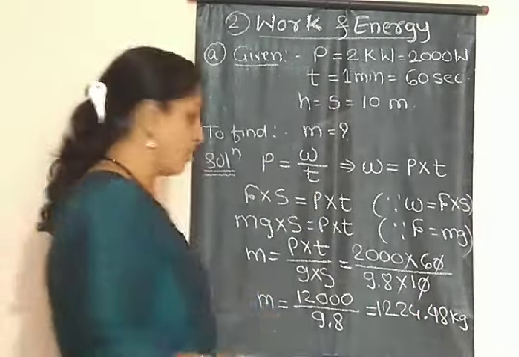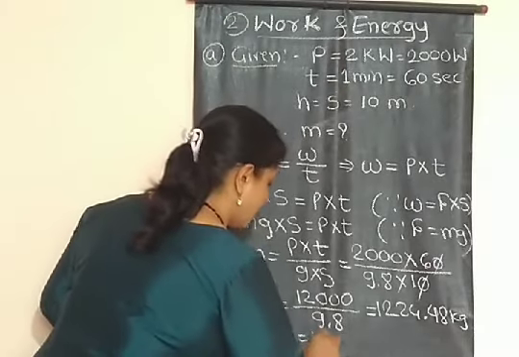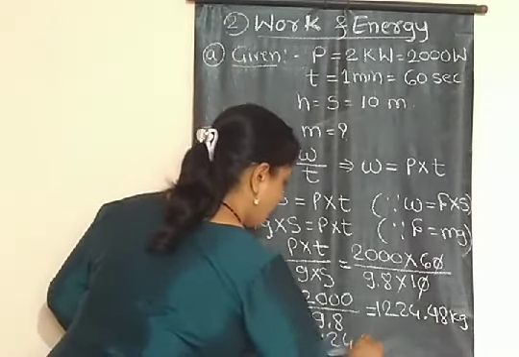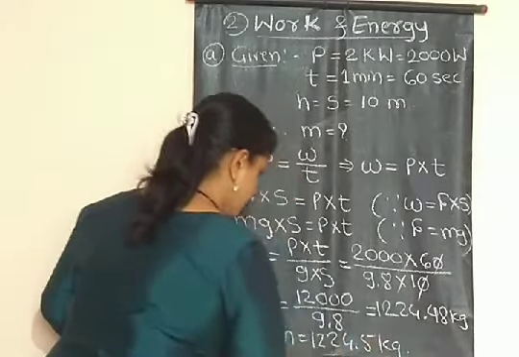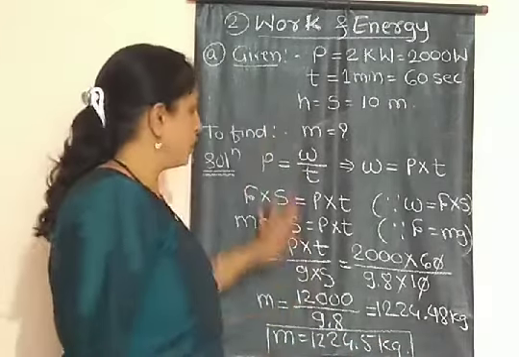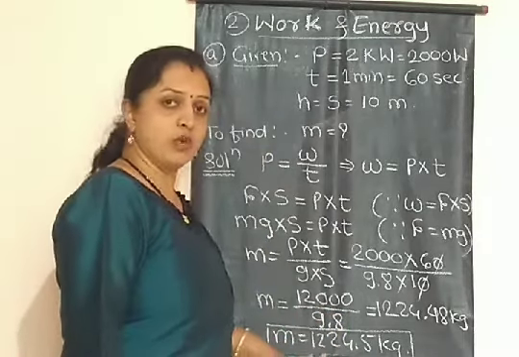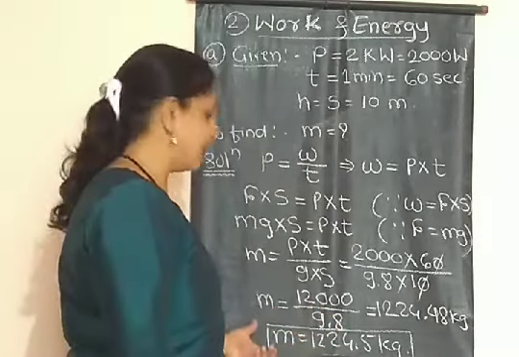Instead of writing 0.48, you can just write 0.5, that is the round figure. So the mass of the water that is lifted is 1224.5 kilogram. In this way we get the answer. I hope you understood this method, how to find out the mass of the water that is lifted by that electric pump.